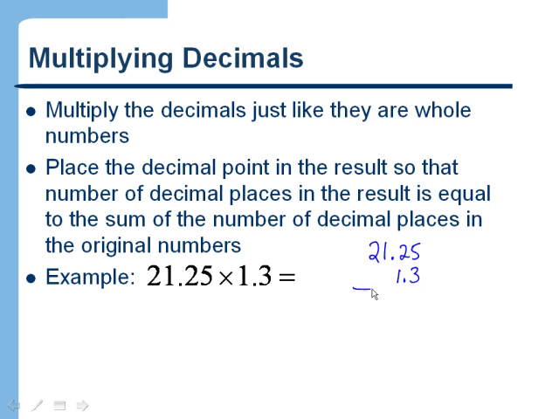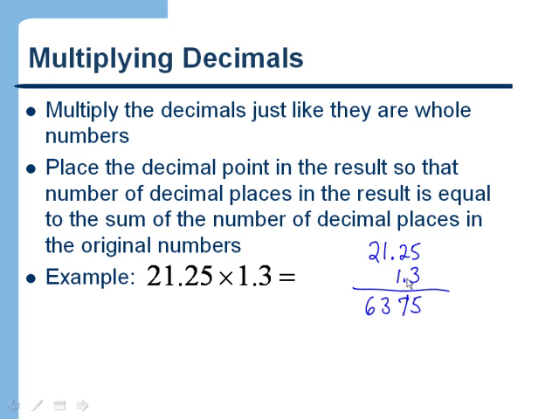So you'll notice that I don't line up the decimals like I do when I'm adding or subtracting. Here I just write down the two numbers, and I'm just going to multiply them, kind of ignoring the fact that the decimals are there. So 3 times 5 is 15. 3 times 2 is 6, so that becomes 7. 3 times 1 is 3. 3 times 2 is 6.